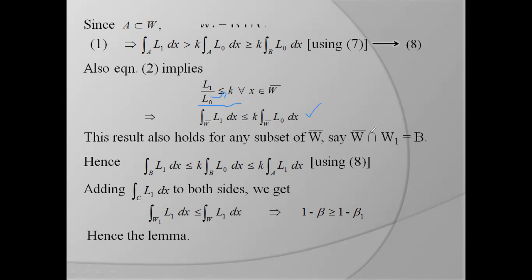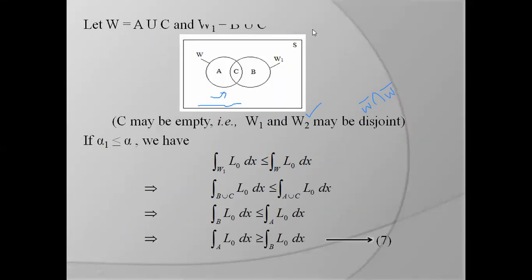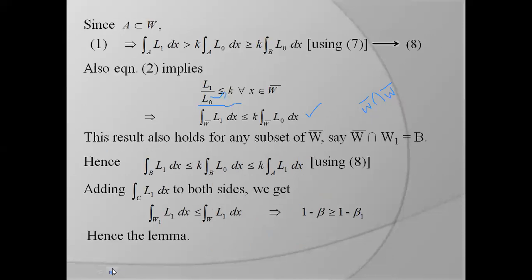If I take the intersection of W and W bar, then we can get B. According to the Venn diagram, if I take this part alone as W, then the remaining part is W bar. So if we take the intersection of these two, W and W bar, the intersection part is B. That only we have denoted here.